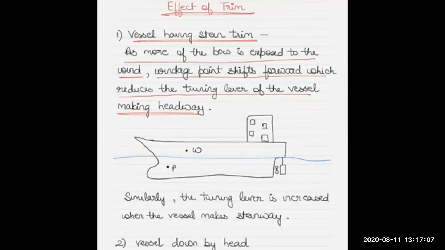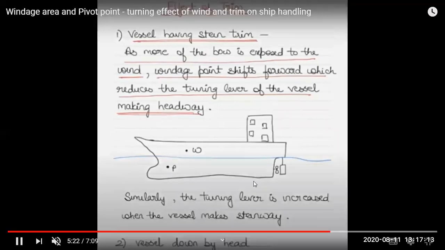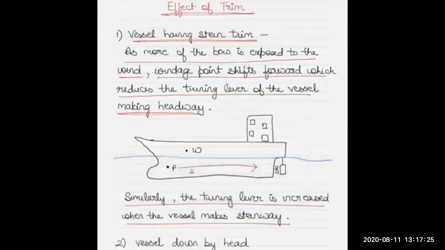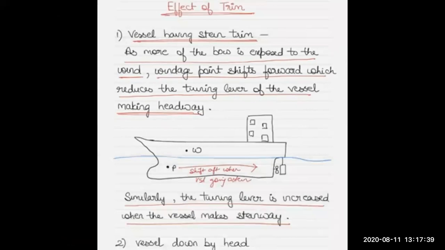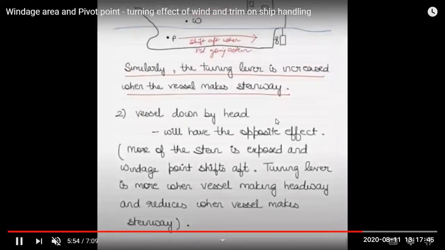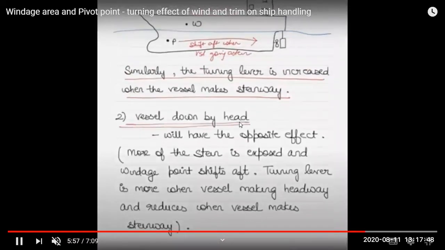Now, if you go astern, again the lever will be increased, because with stern trim the windage area is forward, and when you go astern, the pivot point will come here, and because of that, there will be a very big lever and a big turning effect. So especially with more stern trim or ballast condition, if you go astern, you will move violently because of the wind. So we have to be very careful in ballast condition. An empty ship will turn violently with the wind, especially when going astern.